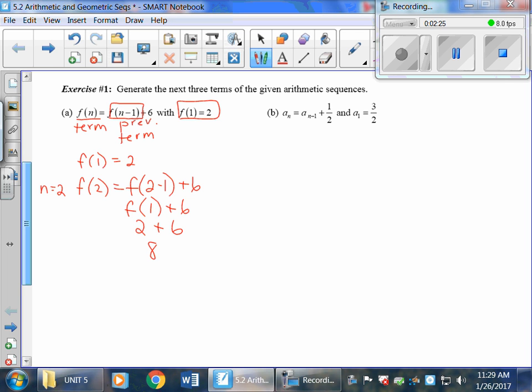So to find f of 3, it's simply going to be, now you can go through that whole process we just did, or you can make sense of it and say, well, it's the previous term, which is 8 plus 6. So my third term is going to be 14. And then f of 4, because it says find the next three terms, would be the previous term plus 6, which would be 20. So take a minute and make sense of that.